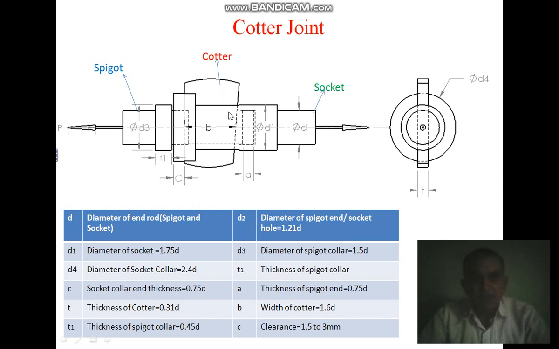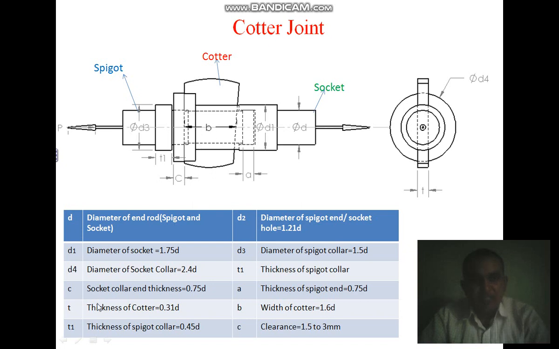This is a typical engineering drawing of the cotter joint. There is a spigot, cotter and socket, and this is the assembly side view of the two, with various notations given for the cotter, spigot and socket. Here D1 is the diameter of the socket, this one. Then D4 is the diameter of the socket collar. So this one is D4.